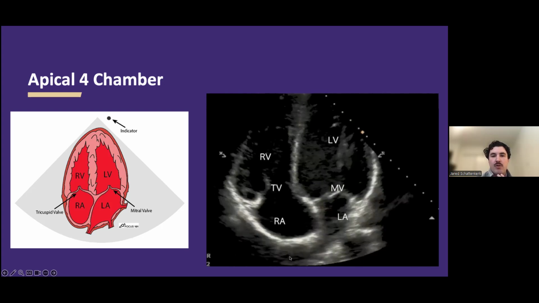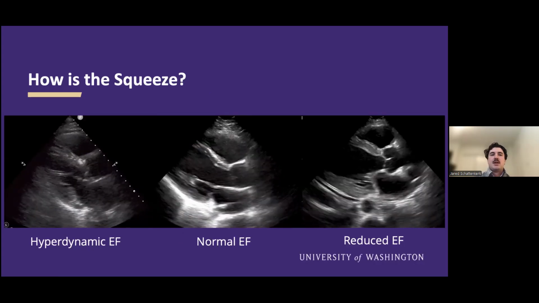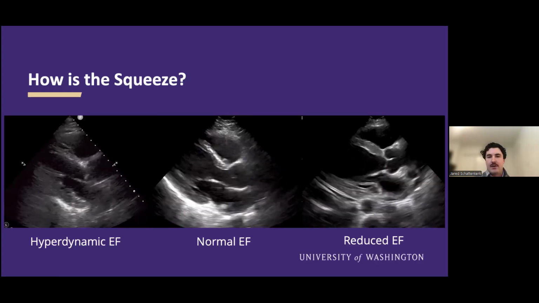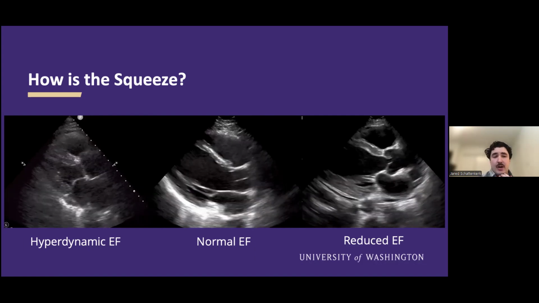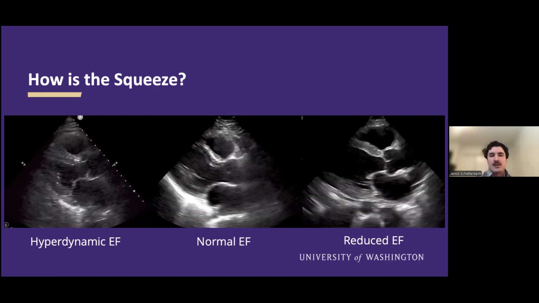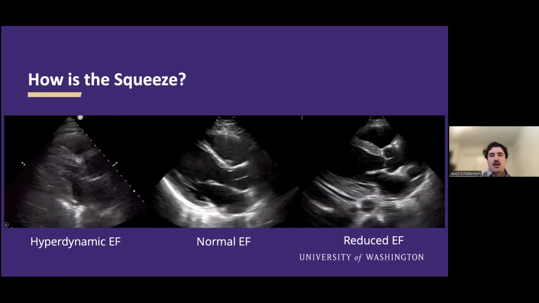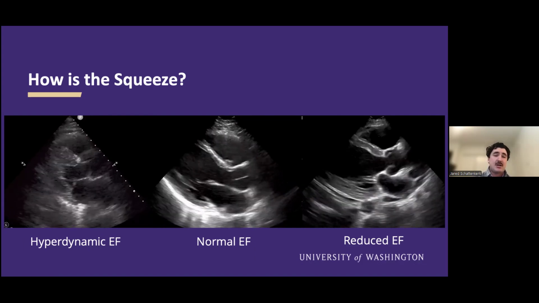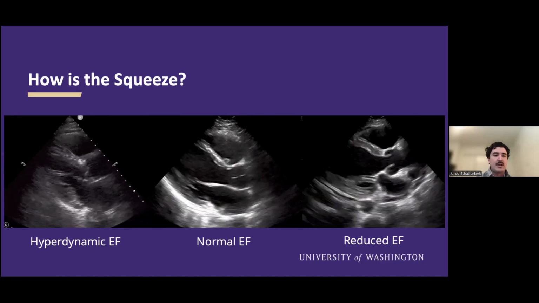And so before I took the ultrasound elective, I felt like I could pretty consistently get the parasternal long axis in most patients. And when I was thinking of how the patient's cardiac function is, the question I would ask myself was generally, how does the squeeze look?